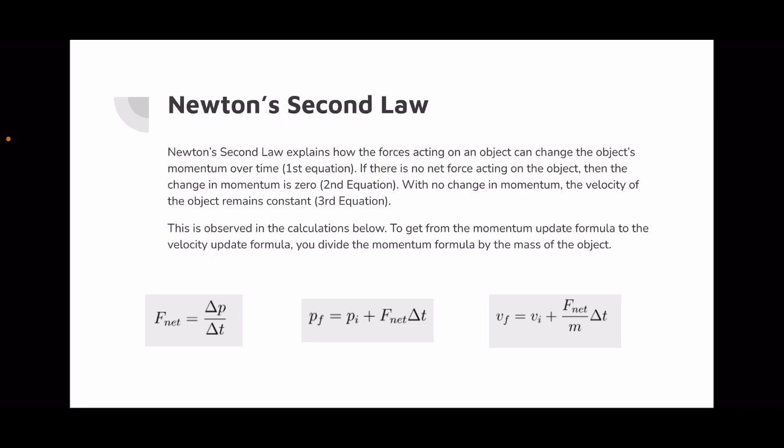And with no change in momentum, the velocity of the object remains constant, which is shown in the third equation. So to get from the second equation to the third equation, we have to divide the momentum update formula by mass, as momentum equals mass times velocity, and that would result in the velocity update formula. And similarly, if we replace F net with 0, we would get initial velocity equaling final velocity, which is constant velocity, and that is what we are observing in this experiment.